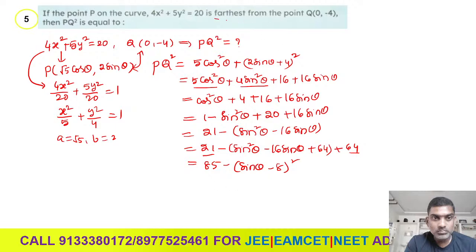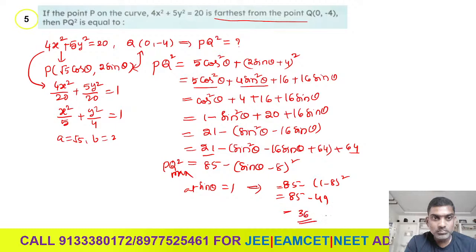See here, farthest from the point. That means what? It should be maximum. PQ square must be maximum. Where is it maximum? At sin theta equal to 1. At sin theta equal to 1, it is maximum. That is 85 minus (1 minus 8) whole square, which implies 85 minus 49. What is 85 minus 49? 36. The final answer is 36.